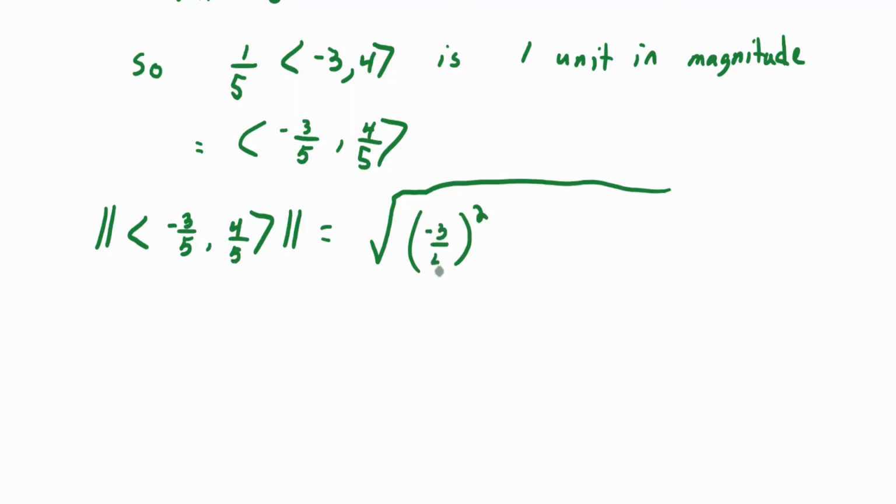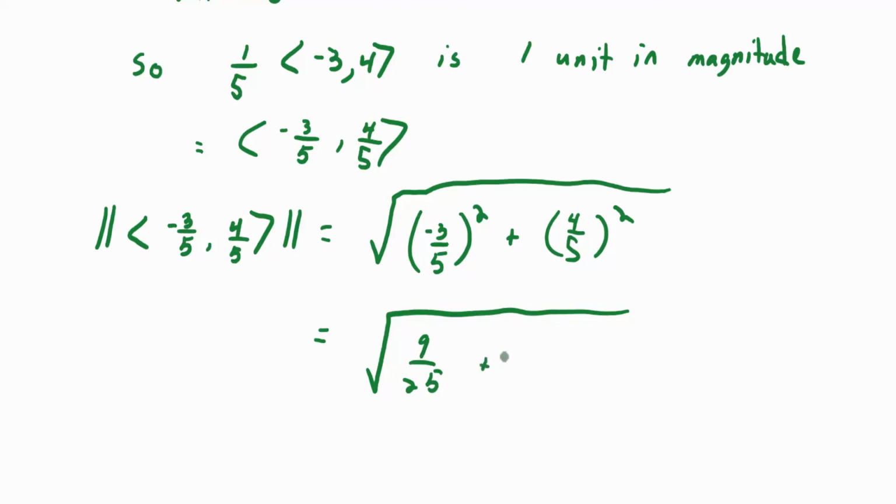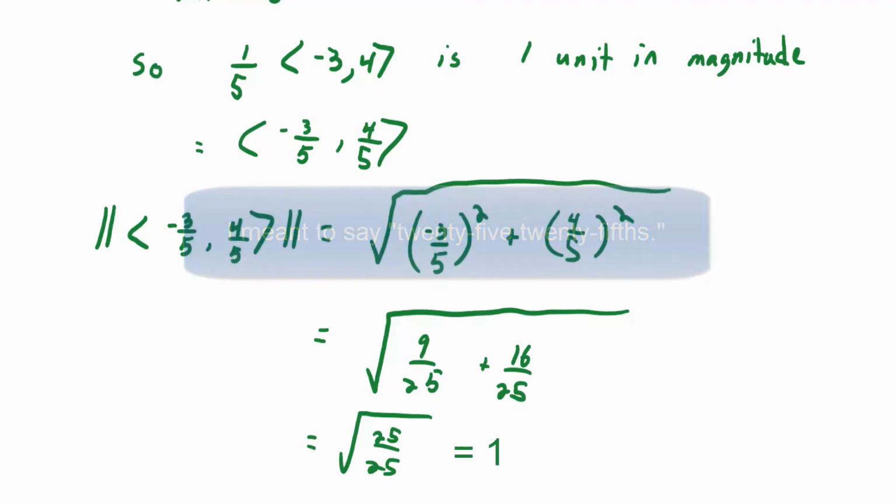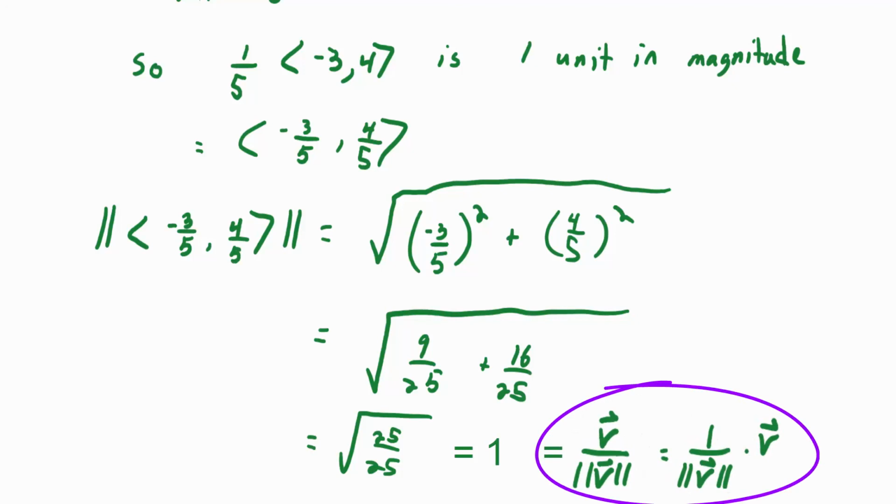So -3 over 5. Square that underneath the radical, and add that to something else squared, 4 over 5. And what do you get when you square those? Underneath the radical, you get 9 over 25 plus 16 over 25. And of course, that adds to be 25/25, which is 1, and the square root of 1 is, of course, 1. Okay? So for this particular example, we showed that when you divide v by its magnitude, you get a vector of length 1. And so that's what this formula says.